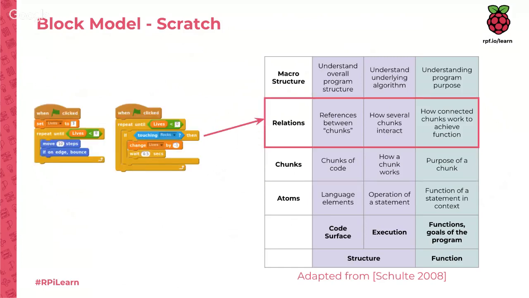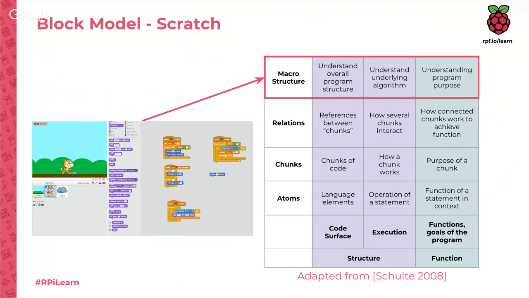And then the next step up from that is relationships. Each chunk of code that we have might have interdependencies or relationships with other chunks of code. So here, these two chunks are related, they're interdependent. When the lives run out, then something stops happening. And then above that, we might have a whole program where we've got many atoms combined into different chunks, related in different ways, all performing an overall program and an overall purpose.